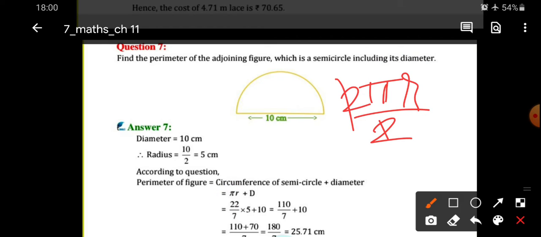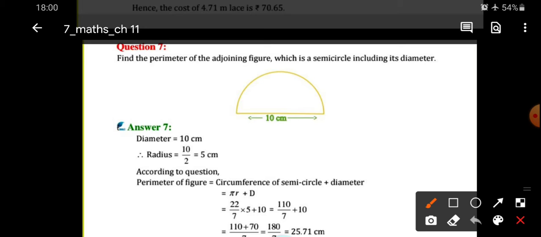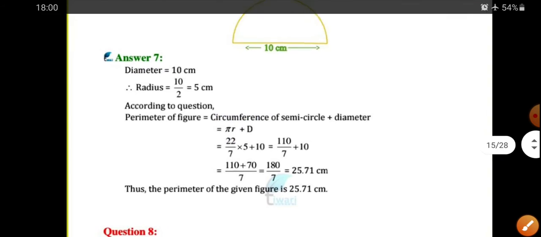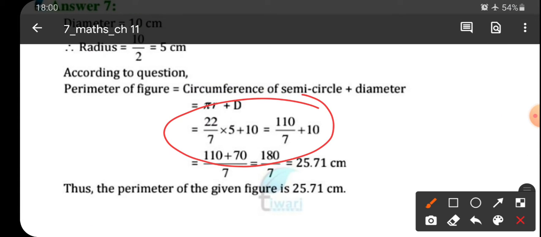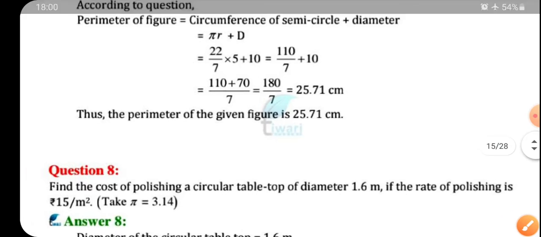Pi into r. Plus you have to add this 10 centimeter, that is the diameter, because you got the circumference of this curved part only. This 10 centimeter edge is remaining, left out to add. You must add it to get the perimeter of the full figure. So pi r plus d. Now put the values and get the answer. Solve it out.